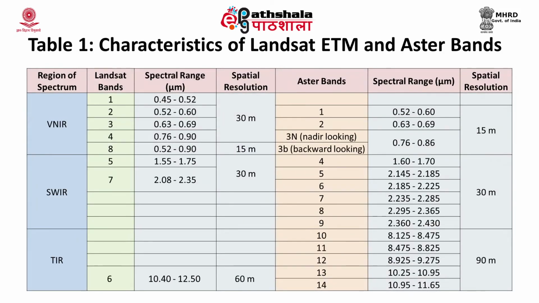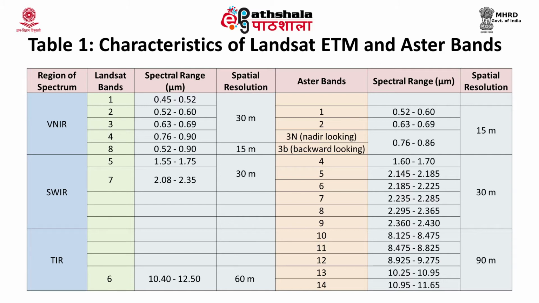And if you compare the ASTER bands and the Landsat, in the Landsat you have TM 1 to 4 which correspond to your ASTER bands 1 to 3, and in the SWIR, that is short wave infrared radiation, for Landsat TM you have 5 and 7, but in case of ASTER you have 4 to 9. 4 corresponds to TM 5 and 5 to 9 correspond to TM 7. Similarly, if you look at the thermal infrared region, the Landsat TM has one band, that is TM 6, whereas for ASTER you have 10 to 14.